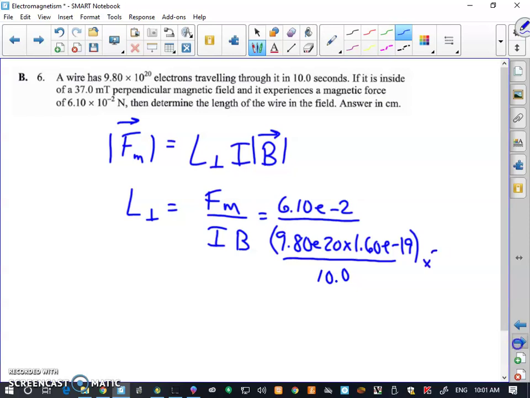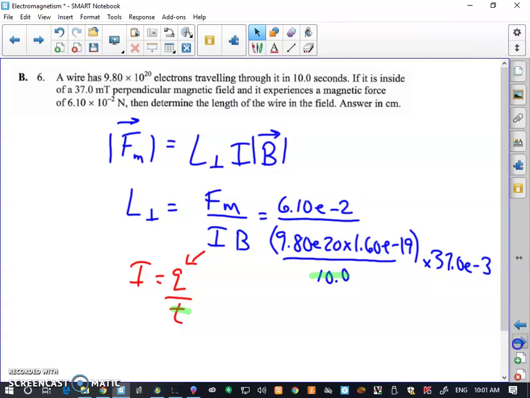the 37 E negative 3 Teslas. Sorry, the fact of dividing it by the 10 is because I want to have current as charge over time, right? So I equals Q over T. And that's what the time factor is right here. No big deal. Quick little fix, we got it. All right, let's get our calculation done.